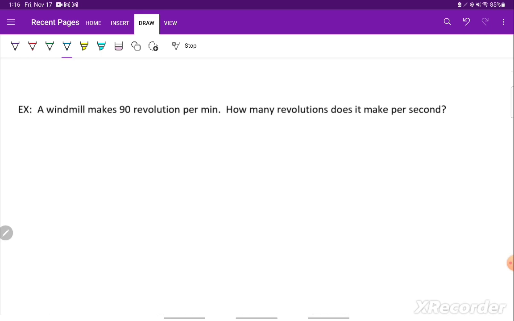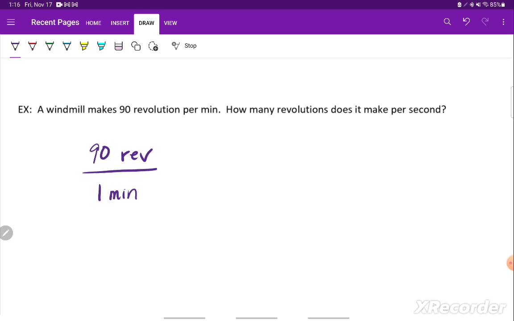Our last example in this video says that a windmill makes 90 revolutions per minute. We want to figure out how many revolutions it makes per second. So this is more of a dimensional analysis, a changing of units more than anything else. So we have 90 revolutions per minute. So I'm going to write that in fraction form. 90 revolutions per 1 minute.